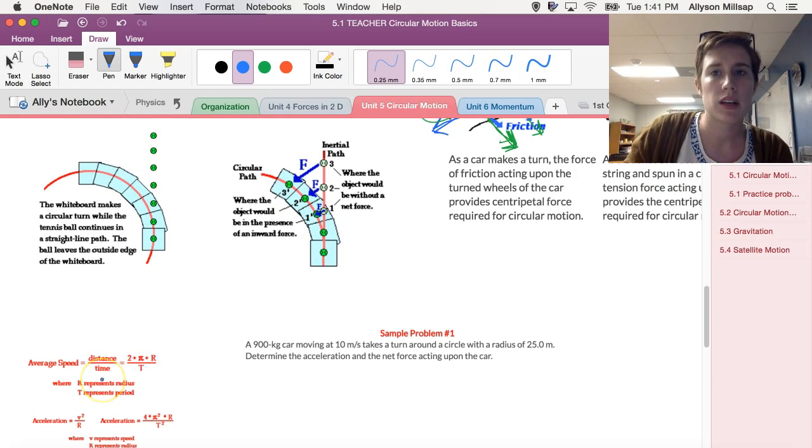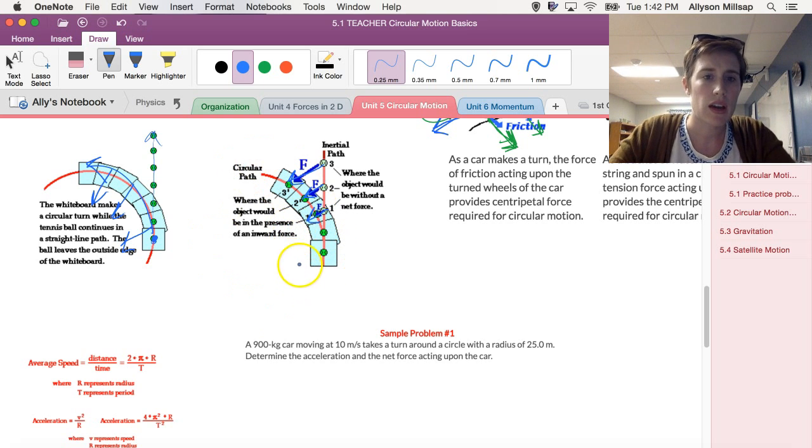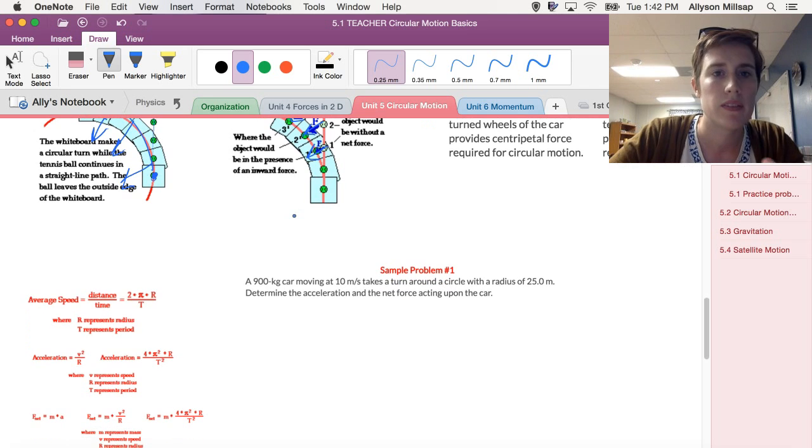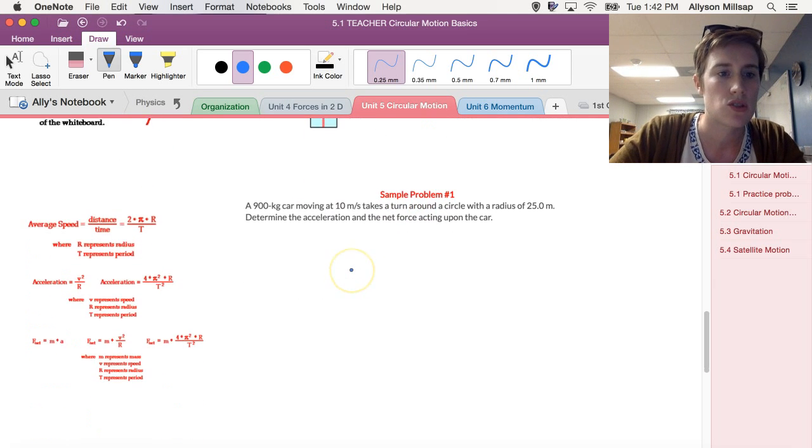So here's another example. If you have a whiteboard with a tennis ball on it and you turn the whiteboard really quickly, I'm pulling inward on the whiteboard, so the whiteboard curves. But am I pulling on the tennis ball? No. I'm not pulling on the tennis ball, so the tennis ball continues going the same direction it was going. So you have to have an inward force on the tennis ball in order to keep it going in a circle. Okay, that's the conceptual part of circular motion and centripetal force.